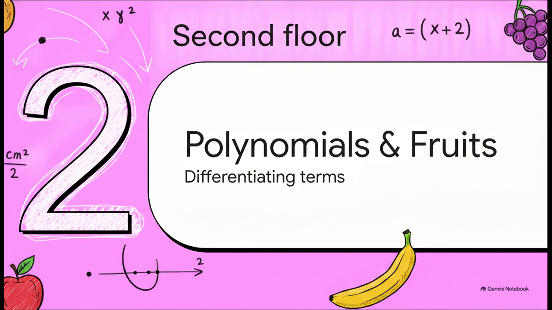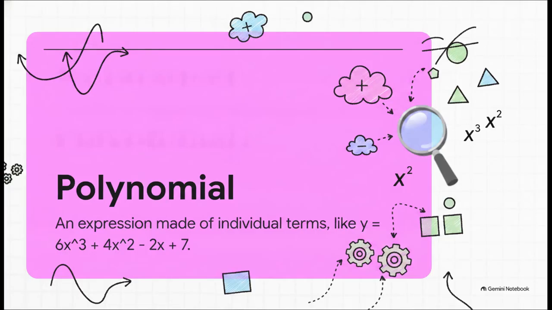Moving right along to section 2, polynomials and fruit baskets. Now, the word polynomial might sound kind of intimidating, but it is really just a math expression made up of individual pieces. We call these individual pieces terms. So, for example, if we have the equation y equals 6x cubed plus 4x squared minus 2x plus 7, well, those 4 distinct chunks, those are our terms.